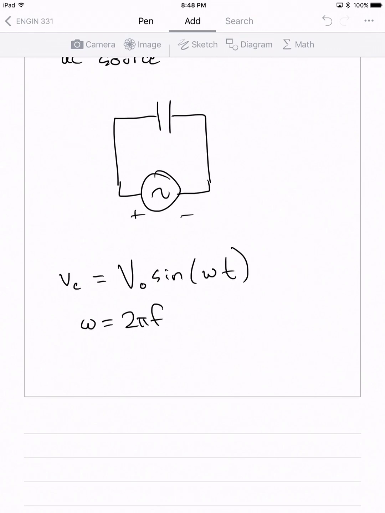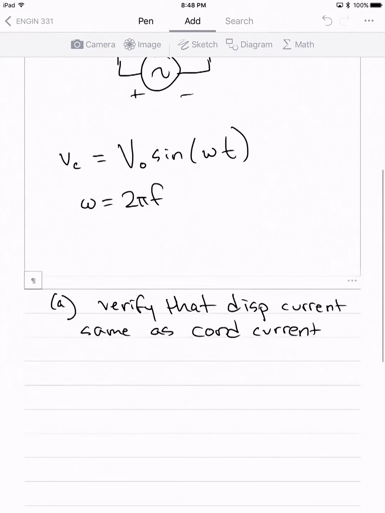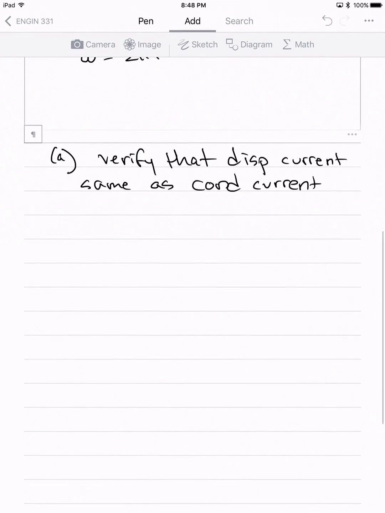Part A is to verify that the displacement current is the same as the conduction current. How do we do that? We find the displacement current and the conduction current, and then we compare them and find out if they're the same. So, where is their displacement current?